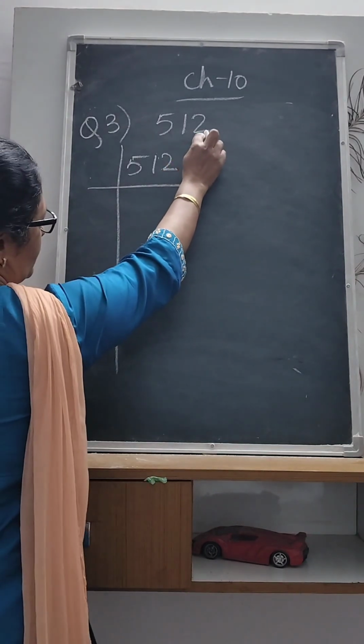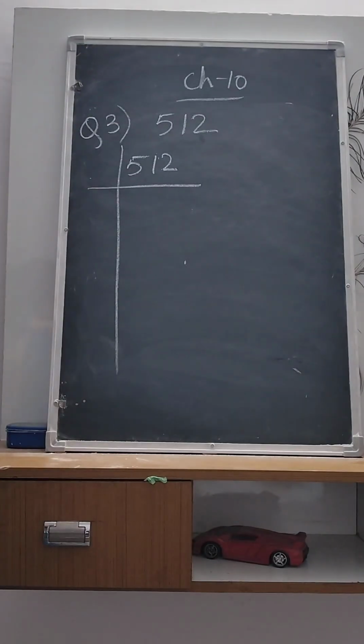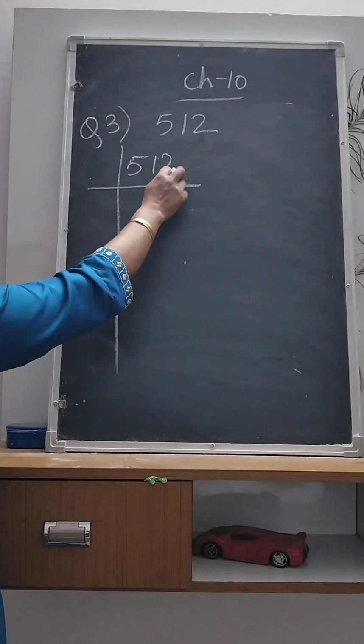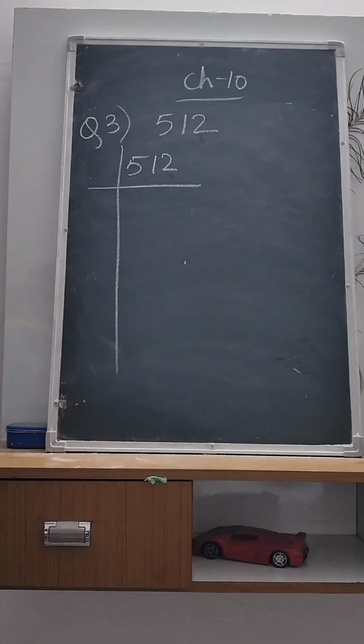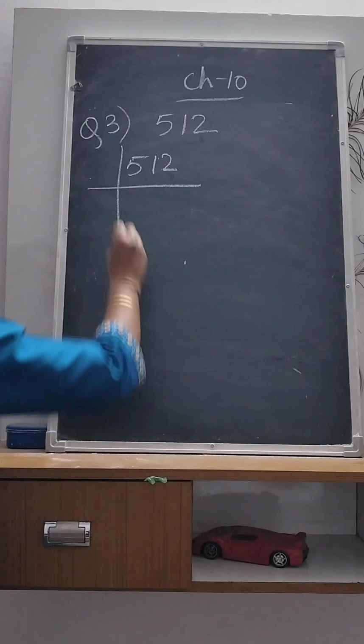Now suppose you see this number is given. You have to look at the last digit. Which number is it? An even number. So it is divisible by 2. If the last digit is 2, 0, 4, 8, 6, it means it is coming in the table of 2, or you can say it is an even number. So it is divisible by 2.